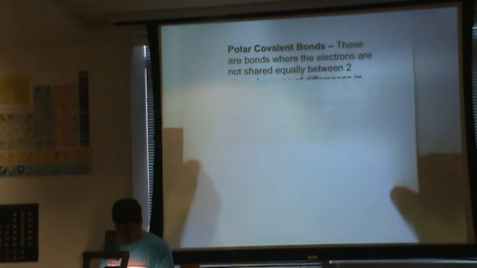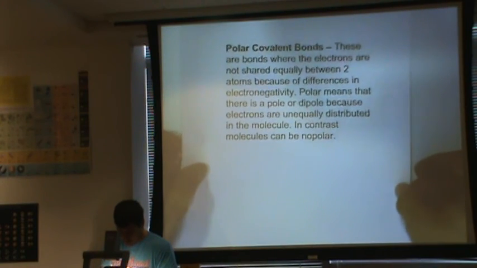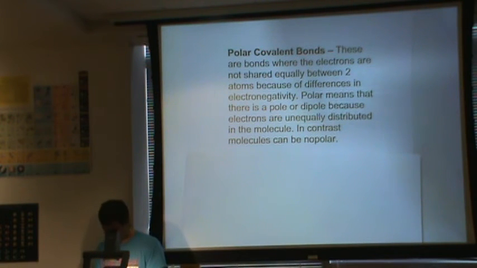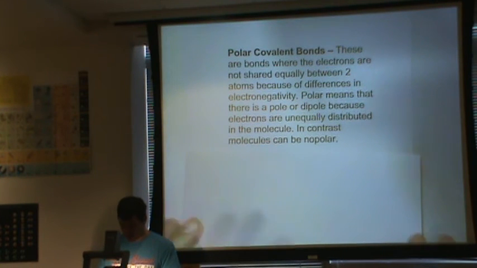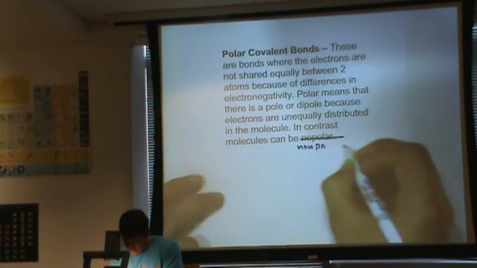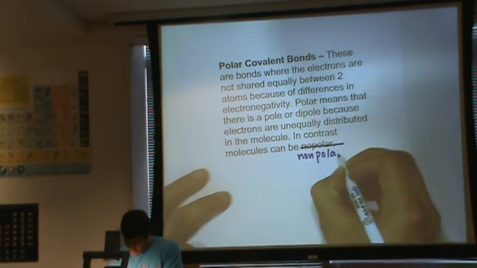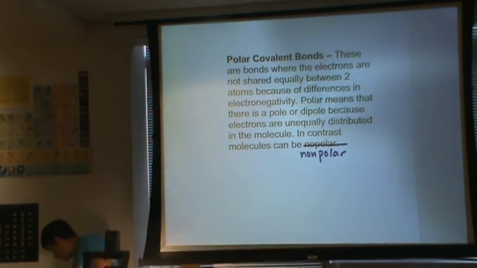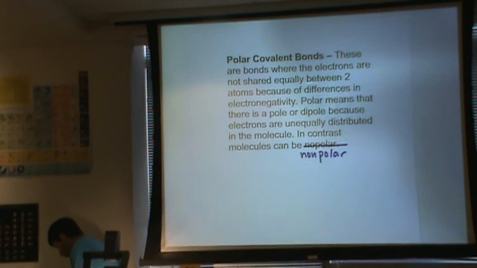We also have polar covalent bonds. These are bonds where the electrons are not shared equally between 2 atoms because of differences in electronegativity. Polar means that there is a pole or a dipole because electrons are unequally distributed in the molecule. In contrast, the molecules can be non-polar. I should say non-polar, sorry. An example of this, I have a polar molecule and a non-polar molecule.